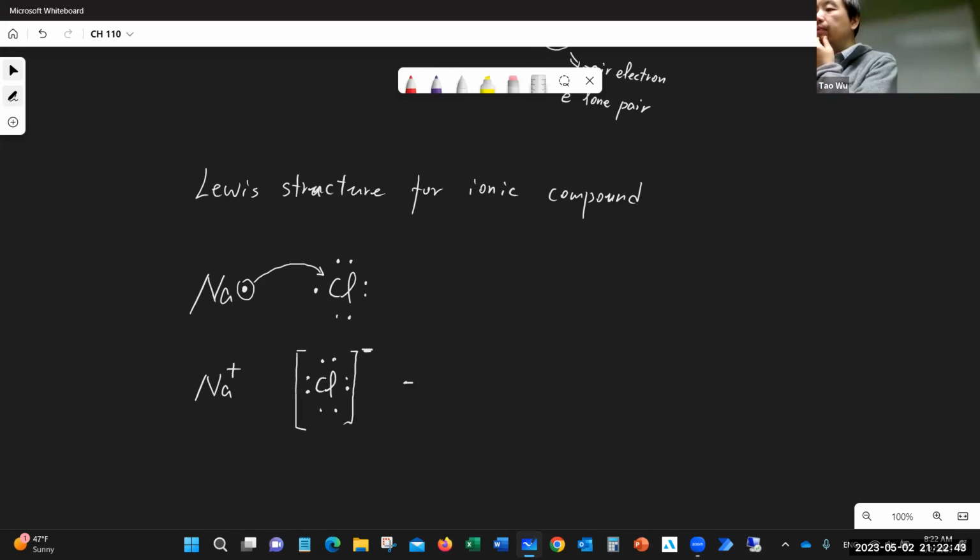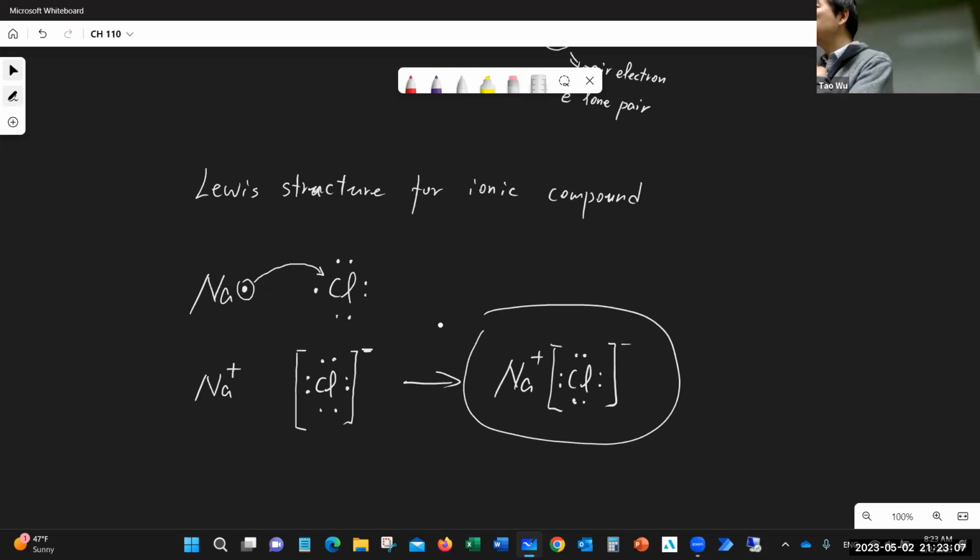Okay, so when the sodium and the chloride combine together, making sodium chloride, that is the Lewis structure for the ionic compound sodium chloride. The whole thing here is the Lewis structure for sodium chloride. It has a sodium ion and a chloride ion. So eventually, the Lewis structure shows that inside the compound, it is made of cations and anions all together.